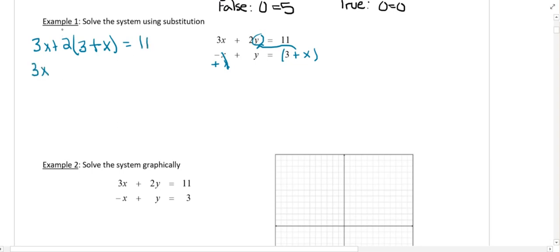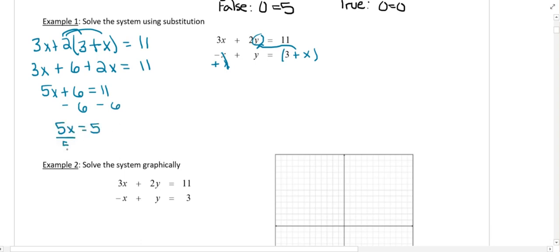So I'm going to bring down the 3x plus 6 plus 2x equals 11. I'm going to combine my like terms, 3x plus 2x, that's going to give me 5x plus 6 equals 11. And then I'm going to subtract 6. I'm going to get 5x equals 5. Divide by 5, and I'm going to get x equals 1. So I got my x value. Now I'm going to solve for my y value.